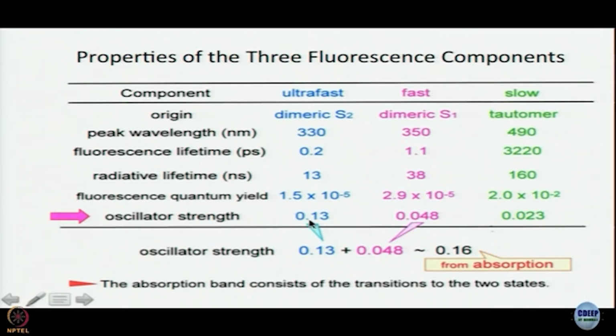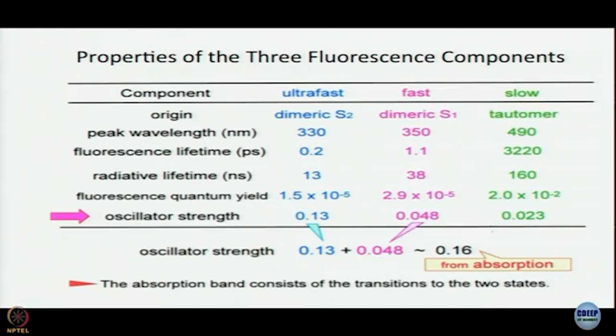Now, the oscillator strengths calculated from the fluorescence data turn out to be 0.13 for ultra fast, 0.048 for fast, and 0.023 for the slow component. And then if you add these two, 0.13 plus 0.048, that turns out to be 0.16, which closely matches the oscillator strength that you determine experimentally from the absorption spectrum.